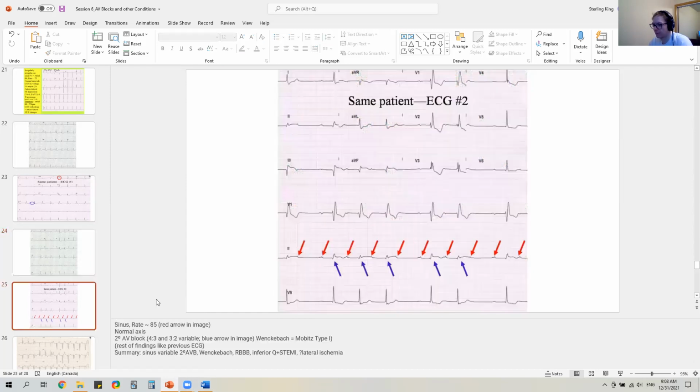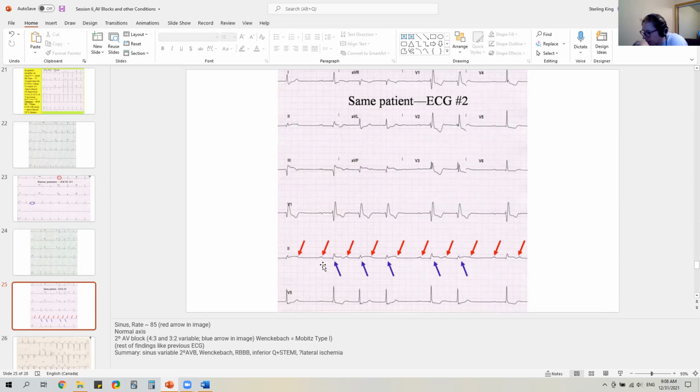So let's just have a look. Sinus rate about 85. It says we're looking at, oh, this might be looking at a rate of 85 of atria, because the ventricles are definitely not contracting at that rate. So normal axis, yeah, so the same thing. Second degree AV block going 4 to 3 and then 3 to 2, blue arrow in the image, Wenckebach.